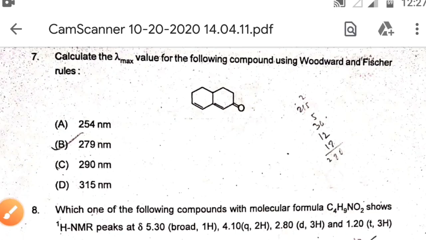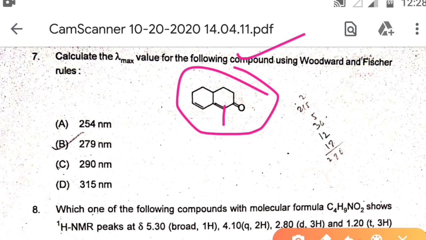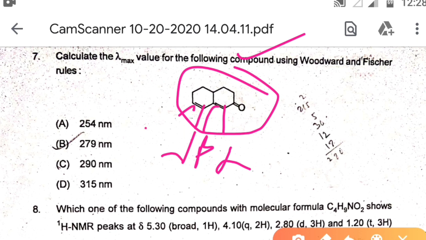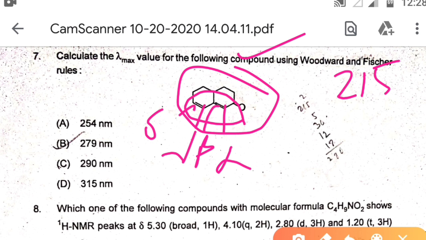So the next question is, calculate the lambda max value for the following compound using Woodward-Fieser rules. Okay, so here is the compound. Here this is your alpha, this is your beta, this is your gamma, and this is your delta. For this particular compound, your base value is 215. Here there is the presence of extended double bond conjugation, so the value of extended double bond conjugation is 30.